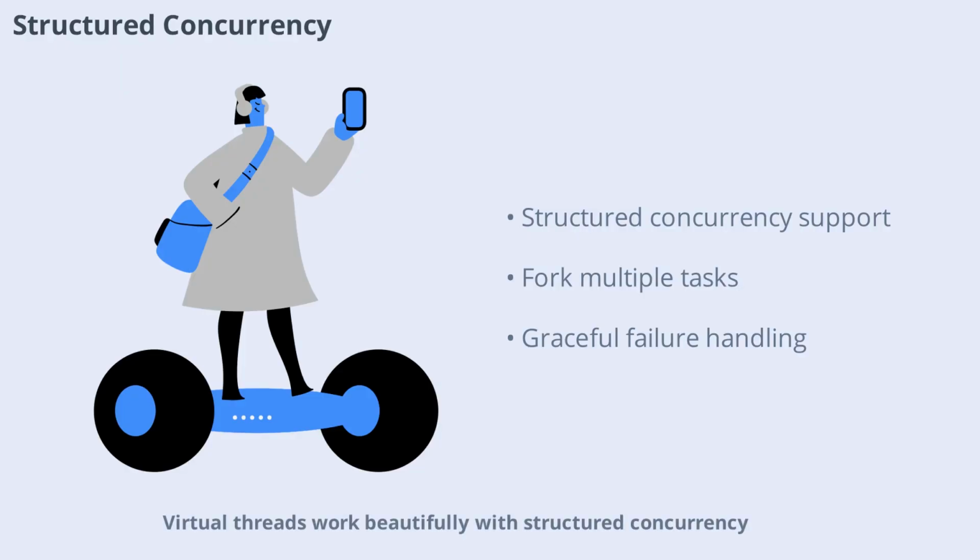Virtual threads work beautifully with structured concurrency. Using structured task scope, you can fork multiple tasks, wait for them to complete, and handle failures gracefully. This pattern ensures that all concurrent tasks are managed within a defined scope, improving code clarity and reliability.